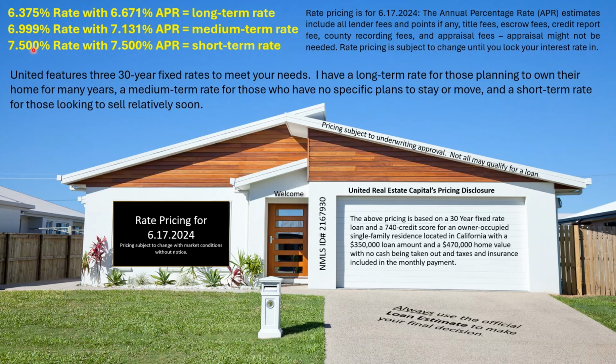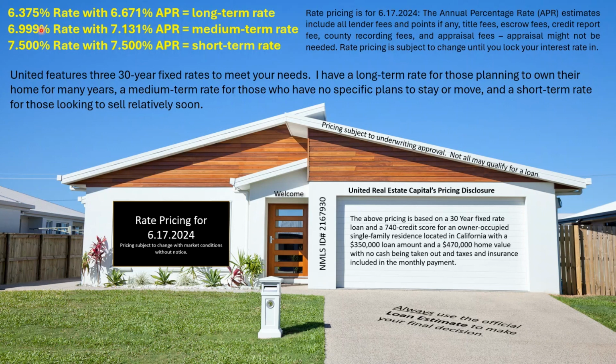So you look at this one, I told you this one has no fees. Well, look at the APR and the rate, they are the same. There's no spread at all. Then this one in the middle has low fees, and you can see the 6.999 compared to the 7.131 APR, it's a pretty small spread. And then this one's the larger spread. So that's how you can compare these online. You just compare the rates and the APRs.